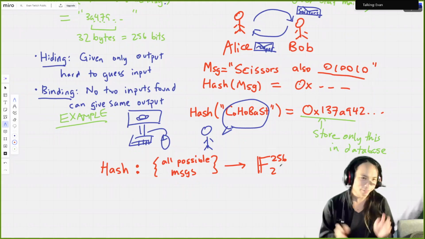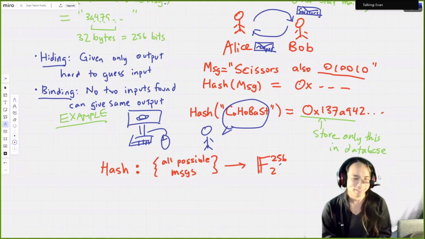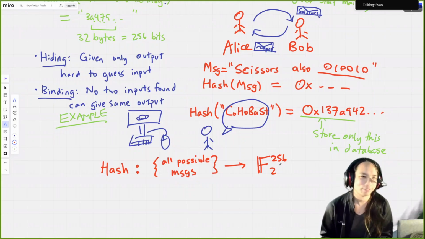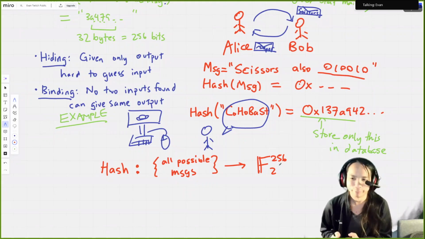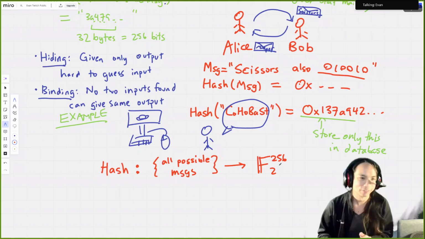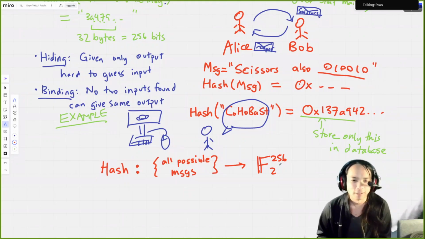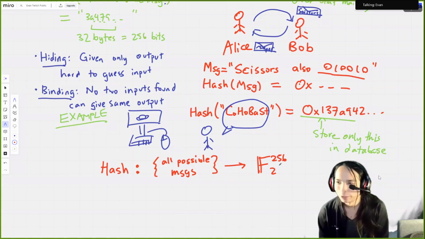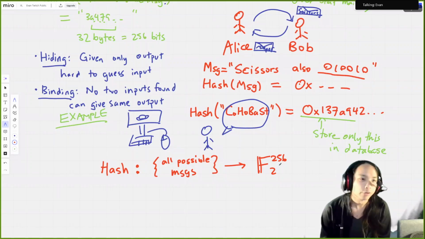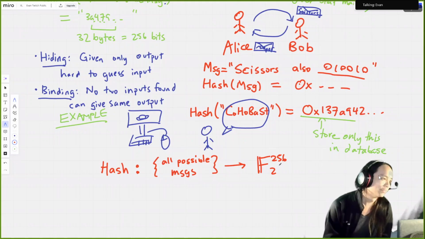And if you're a mathematician, you're looking at this and you're like, this isn't an injective function. What are you talking about? You have an infinite domain and a finite codomain. We have this thing called the pigeonhole principle. It tells you that a function like this can't possibly be injective. And you're technically correct. The problem is that in cryptography, 2 to the 256 is so big that it might as well be infinity.